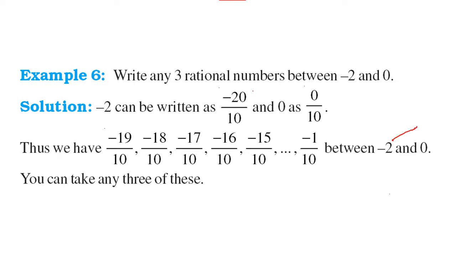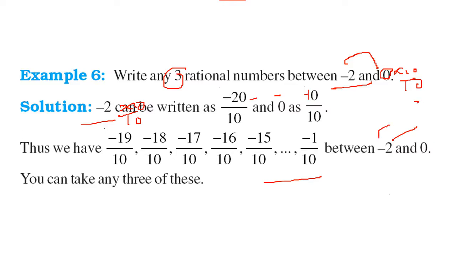So this is an example. We have to write three rational numbers between minus 2 and 0. We know that minus 2 and 0 are integers, and in order to find the rational numbers, because we just need three, minus 2 can be written by multiplying numerator and denominator by 10, so you get minus 20 by 10. And 0 can be written by multiplying numerator and denominator by 10, so 0 by 10. From minus 20 by 10 to 0 by 10, you now have minus 19, minus 18 till minus 1. So these are all the rational numbers between minus 2 and 0. You can take any three of these.